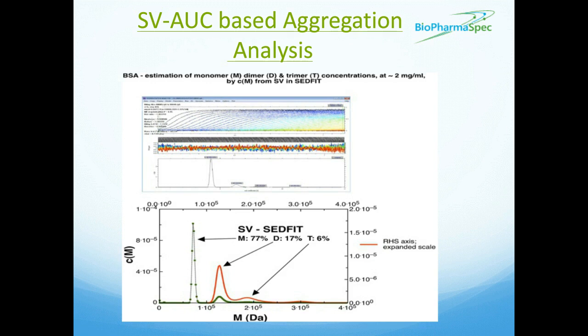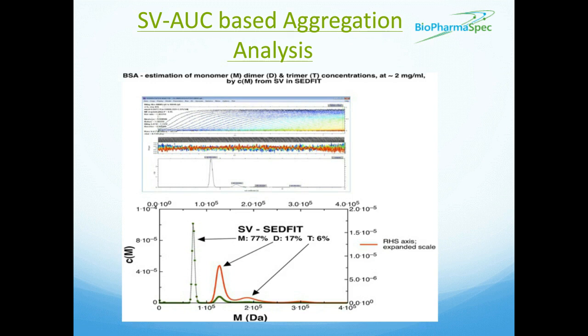These can then be converted to masses, which again can give you an indication of how good a fit you've got. But equally, it shows you really quite nicely the amounts of monomer, dimer, and trimer, as I said, in this case in BSA. And the red and the green, the red scale is the expanded scale to increase and show you the dimer and trimer content higher.